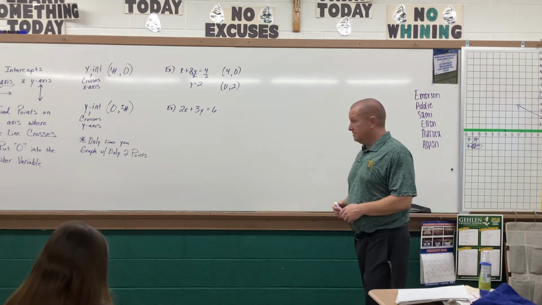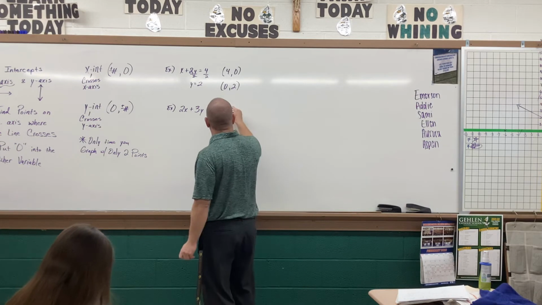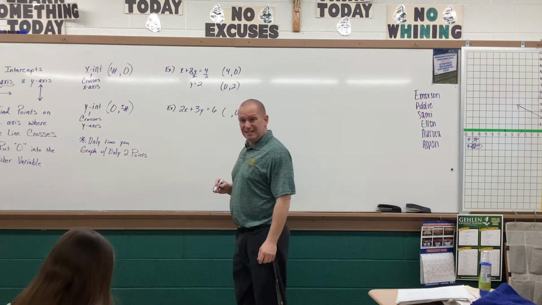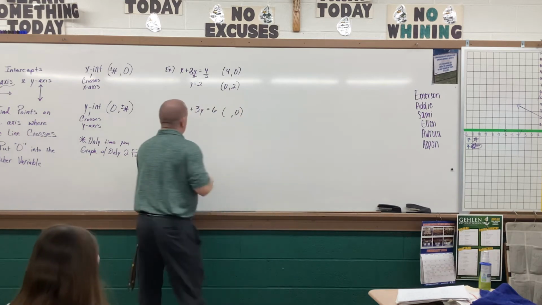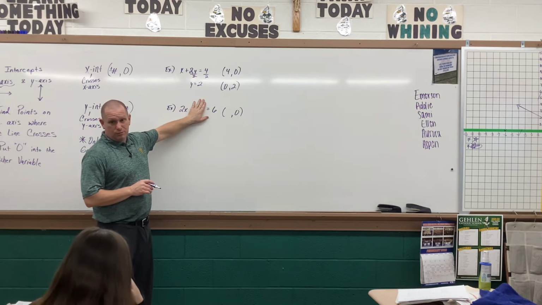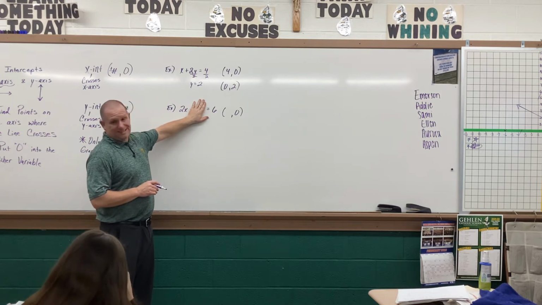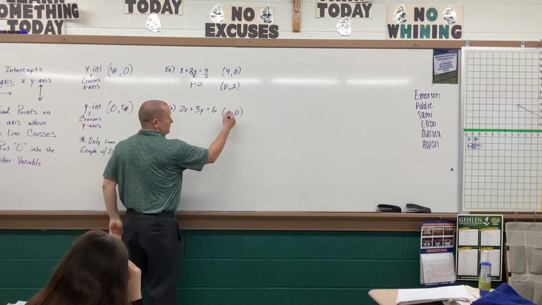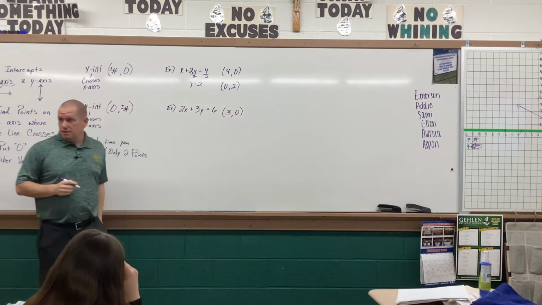Everybody got it? So which one did you find first, the x or the y? X. So that means anytime that I'm finding the x, I'm going to put 0 in for y. So again, when I put 0 in for y, like Mary did yesterday, cancels that baby out. That's why we like it. We end up with 2x equals 6. So what's x? 3. 3, right? Divide by 2, divide by 2, and we get 3.